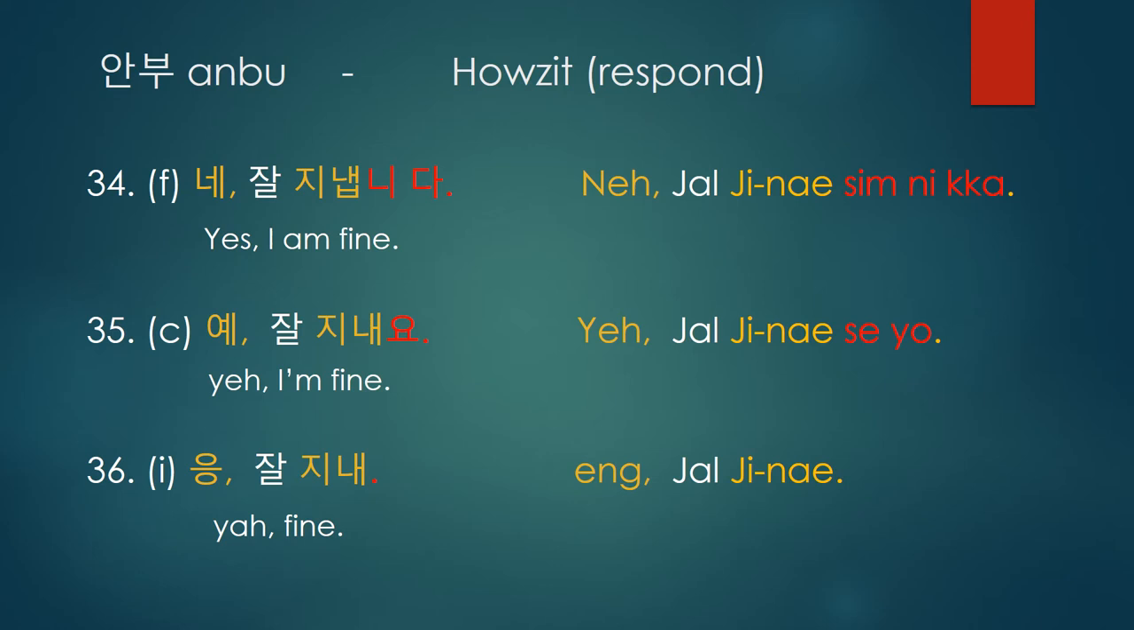Okay, number 34, formal expression. 네, 잘 지냅니다. 잘 means well or fine. Yes, I am fine. 35, casual form. 예, 잘 지내요. It ends with 요. The 34 ends with 니다. 잘 지냅니다. 35, 예, 잘 지내요. Yeah, I'm fine.